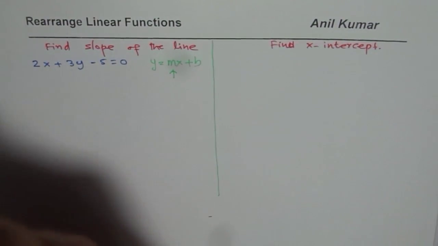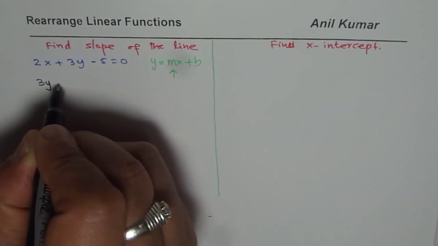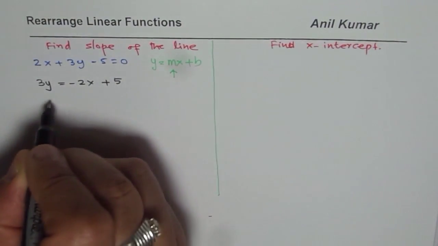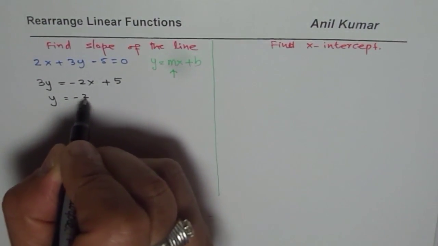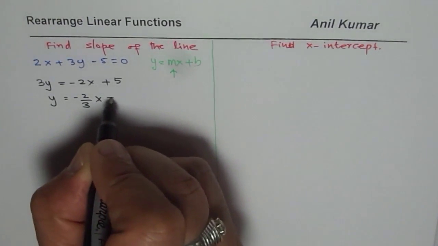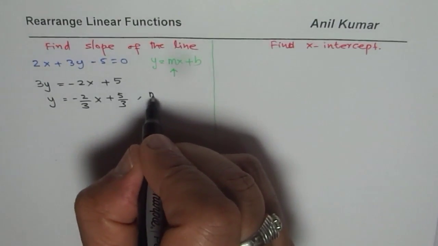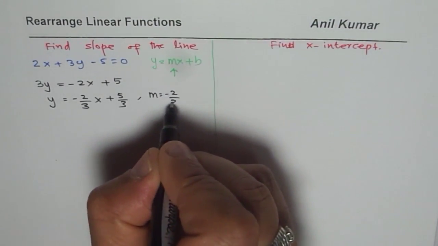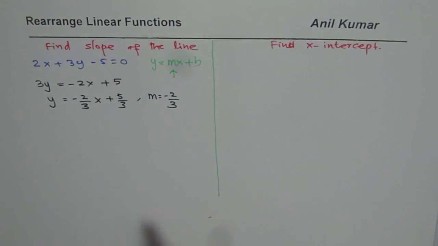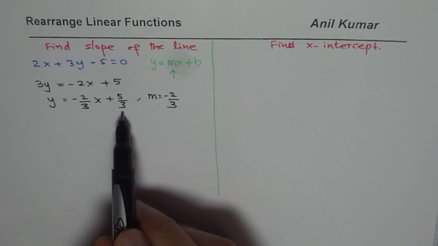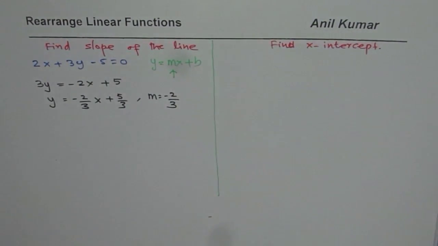So let's isolate y. So we get 3y equals minus 2x plus 5. We can divide by 3. So we get minus 2 over 3 x plus 5 over 3. So now from here we can say, well, slope is minus 2 over 3. At times, if we are asked for it, you can also give the y-intercept, which is 5 over 3, right? So that is how you're going to do it.